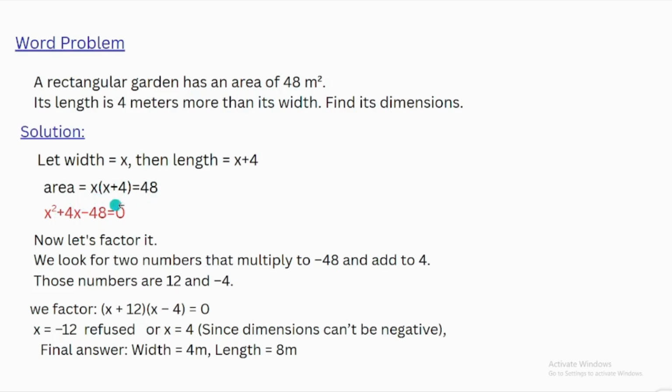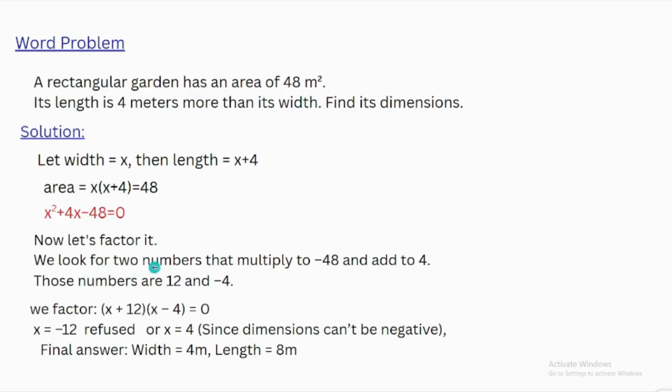Then we expand this expression: x squared plus 4x minus 48 equals 0. To find the length and the width, to solve this problem and find these dimensions, we will factor this expression. Now let's factor it.